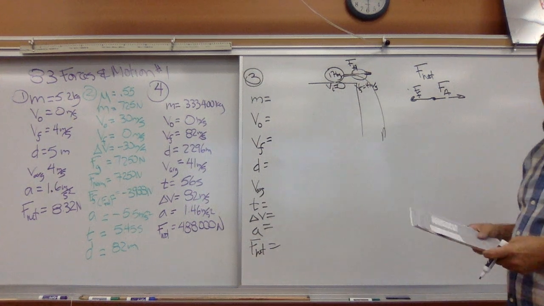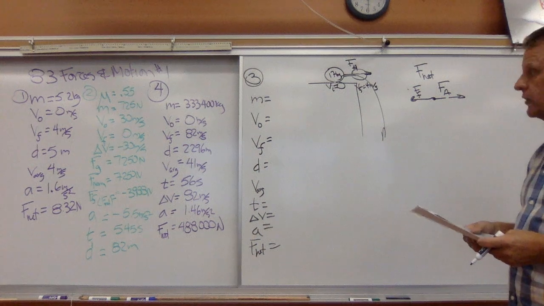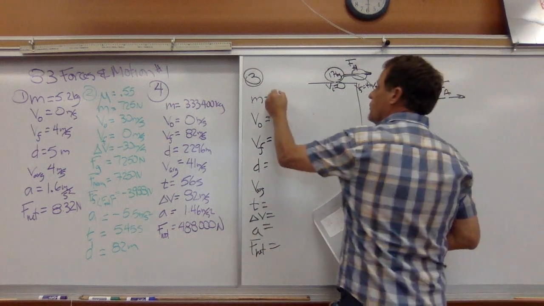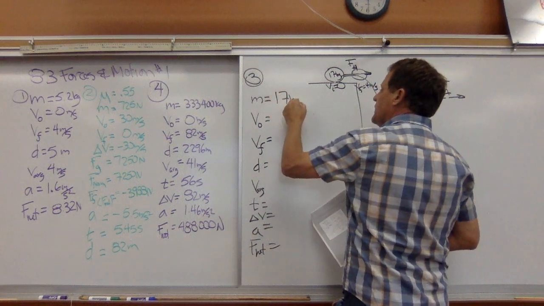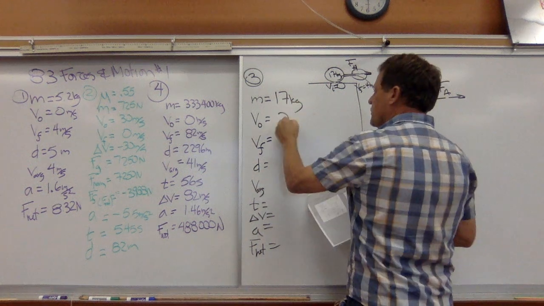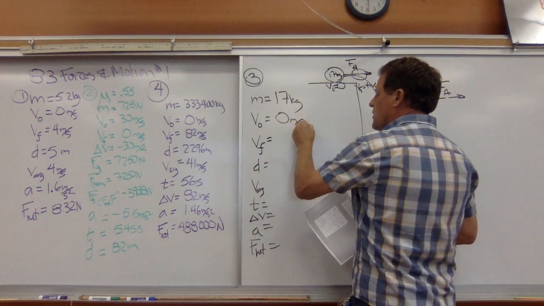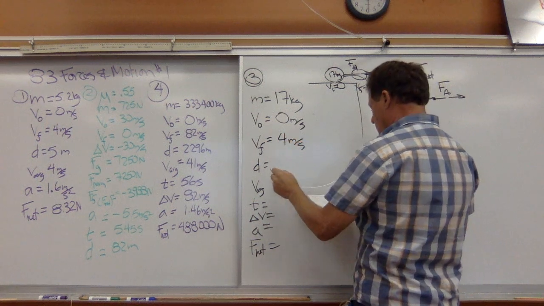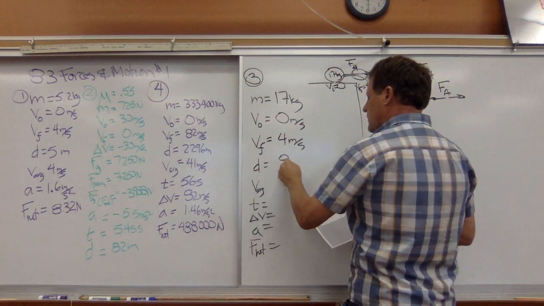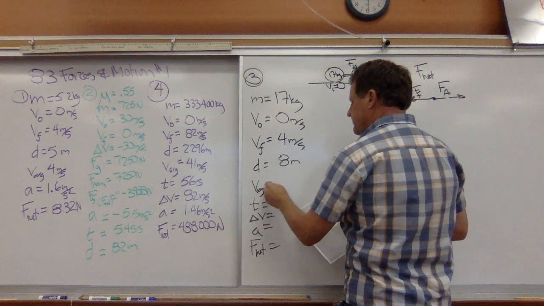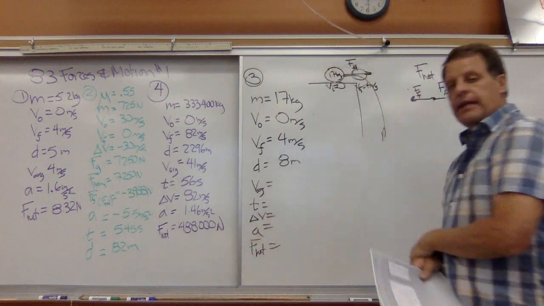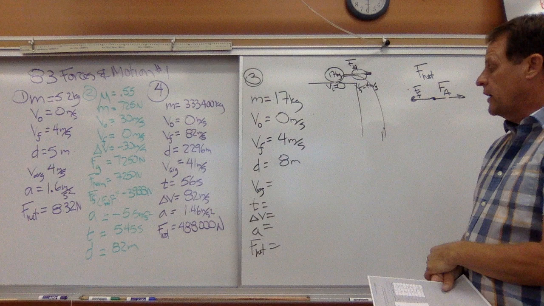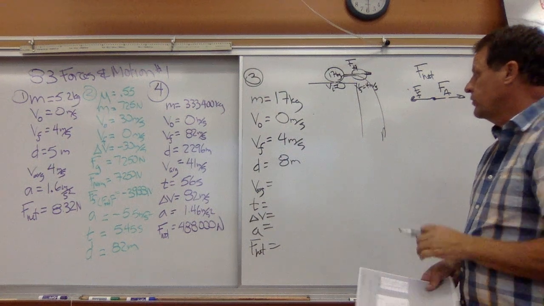Now we're just going to list out some of the things that we already know. We know the mass is 17 kilograms. We know the initial velocity is 0. We know the final velocity is 4 meters per second. We know the distance is 8 meters. And now we need to figure out everything else.